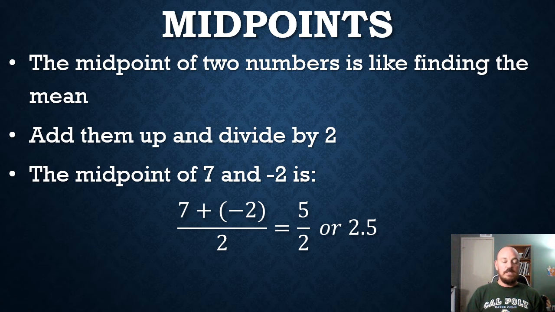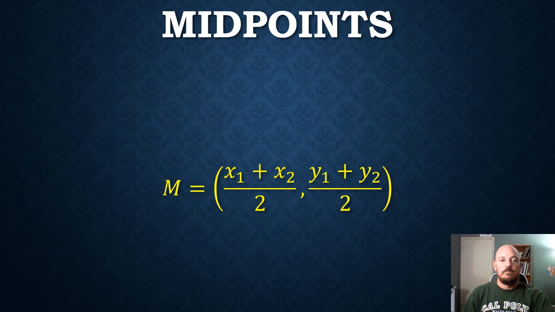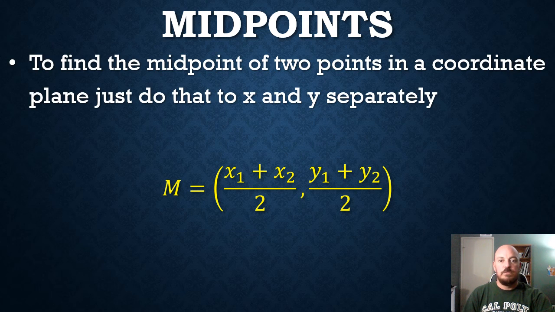So the midpoint, or the very middle point, think about a number line. If I put 7 on the number line and -2 on the number line, and I wanted to find that exact middle point, it would be 2.5. I wasn't supposed to be there yet, that's okay.